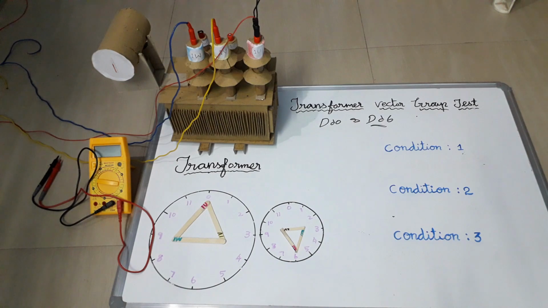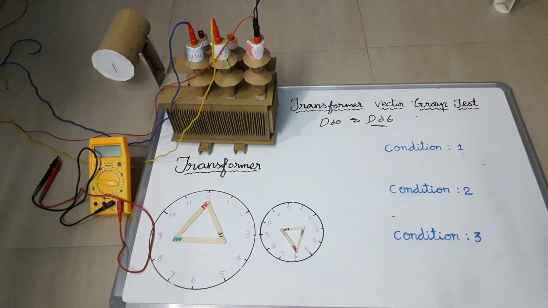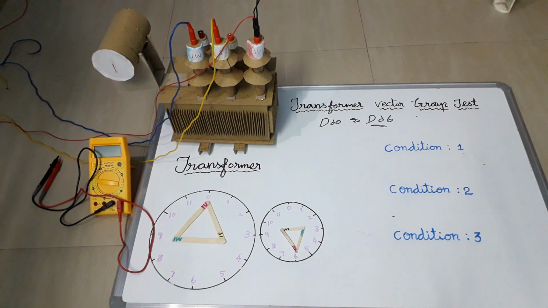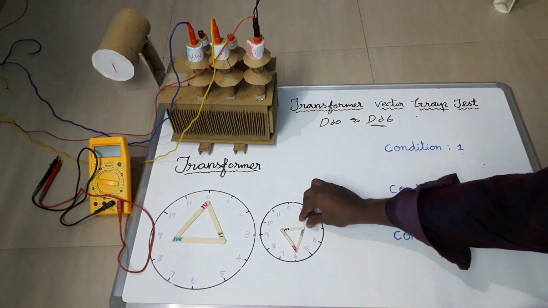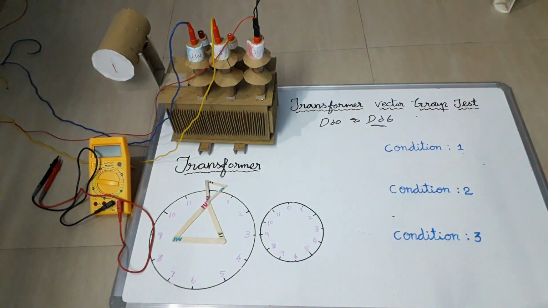Now we are going to see the vector group testing for Dd6. For this vector group, this is the vector group representation diagram. Here I have joined 1U and 2U. So I am going to join this 1U and 2U. Now 1U and 2U get shorted.